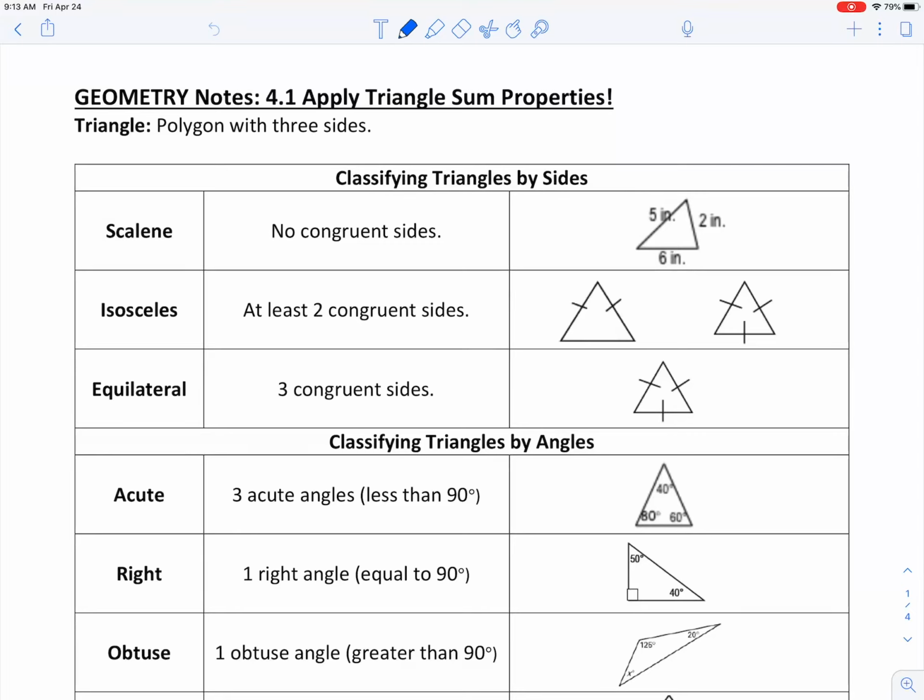Today we're doing lesson 4.1, which is on applying triangle sum properties.